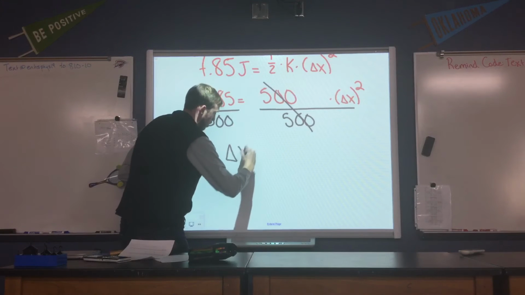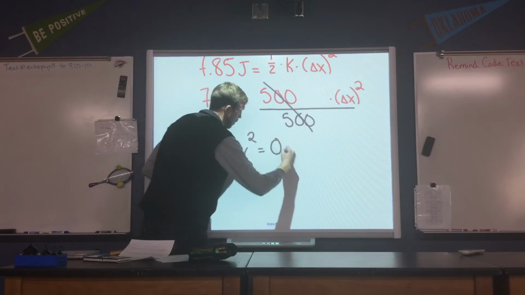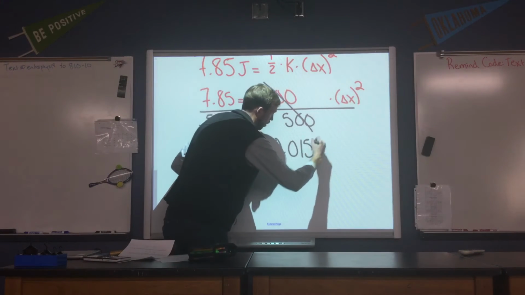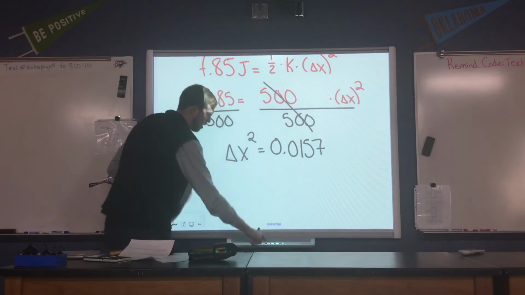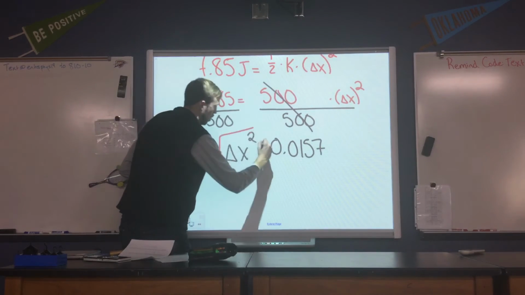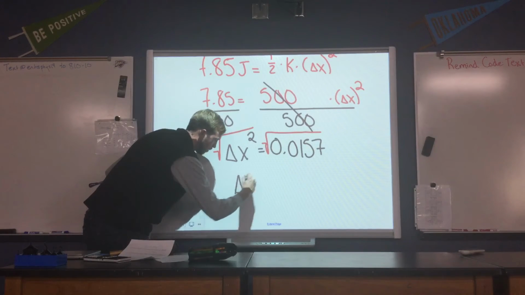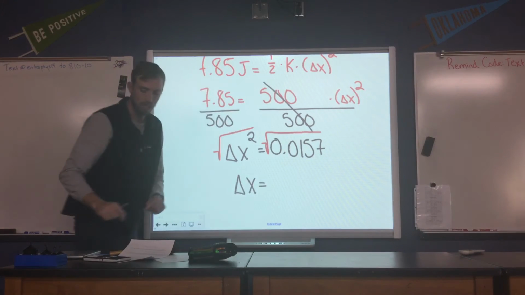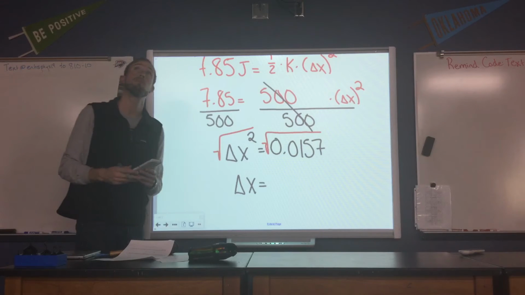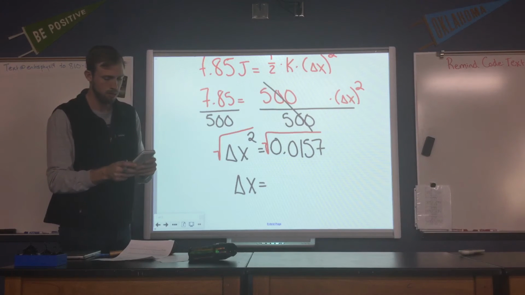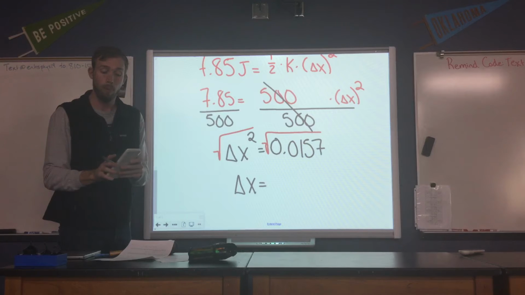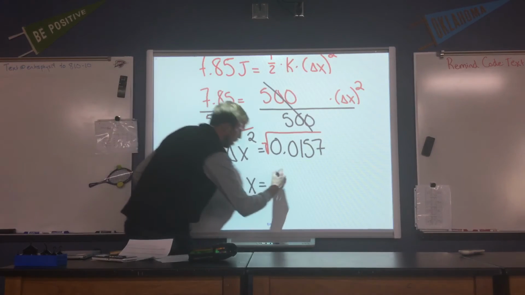So we have delta x squared is equal to 0.0157. I'll then take the square root of both sides of my equation. Delta x squared will just give me delta x. And the square root of 0.0157 is about 0.125.